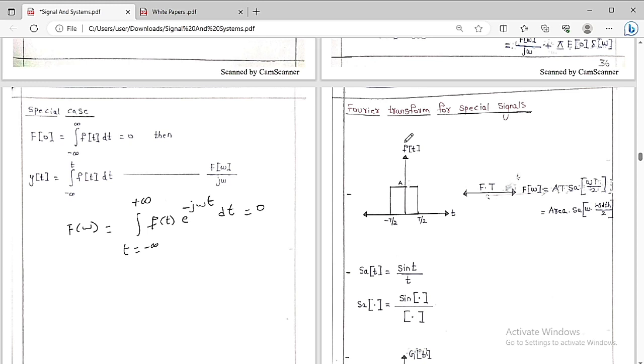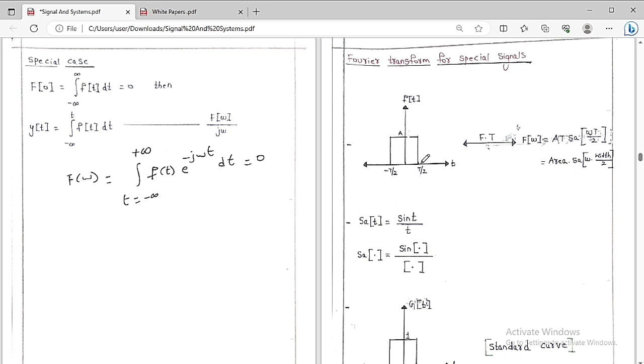So the Fourier transform for some special signals is what we are going to study, in a very detailed manner. The first special signal is the rectangular pulse. You can see this is the signal f of t in the time domain. So this is a rectangular pulse.